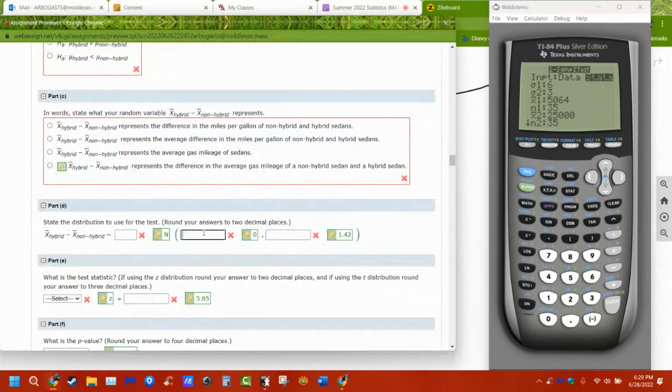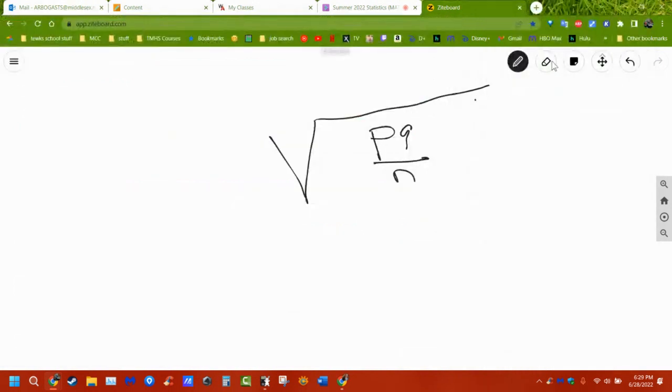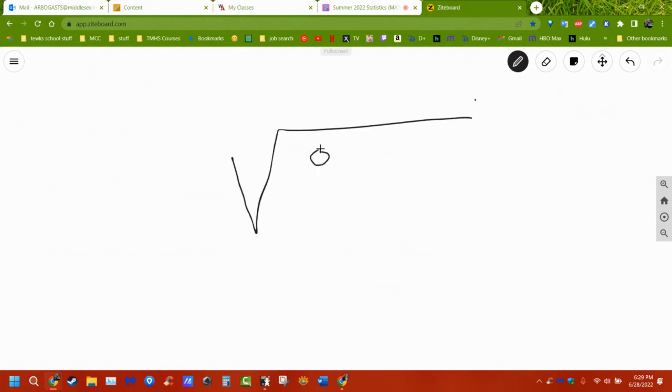To calculate this here, remember I said the mean here is going to be zero because we're testing that if we subtract them, we're going to get zero. To calculate this thing, you take the standard deviation of the first one and square it and divide by n, and then add it to the standard deviation of the second one, squared, divided by n, and then you take the square root.